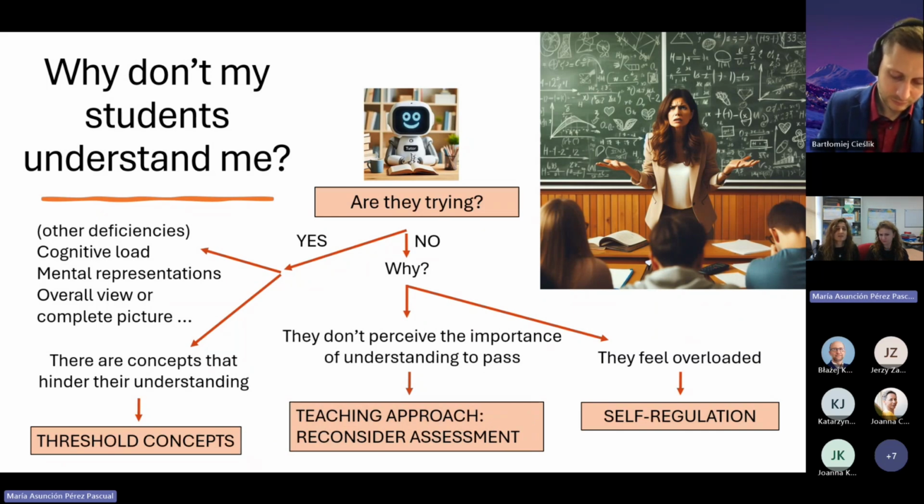It's just a matter of changing our teaching approach, reconsidering the assessment. But we have students that are trying to understand, but they cannot understand us. Some of them have some deficiencies. Perhaps the concept or the problem has a very high cognitive load and they are not able to manage that. Or we as experts have mental representations that students are not able to form. Or we can see the complete picture, the overall view of a problem or a subject, but they are not able yet. And there is another group. There are concepts that hinder their understanding. They are very difficult and very special, key concepts of the disciplines. And if you don't understand them, you cannot get into the subject. These are what we call threshold concepts.